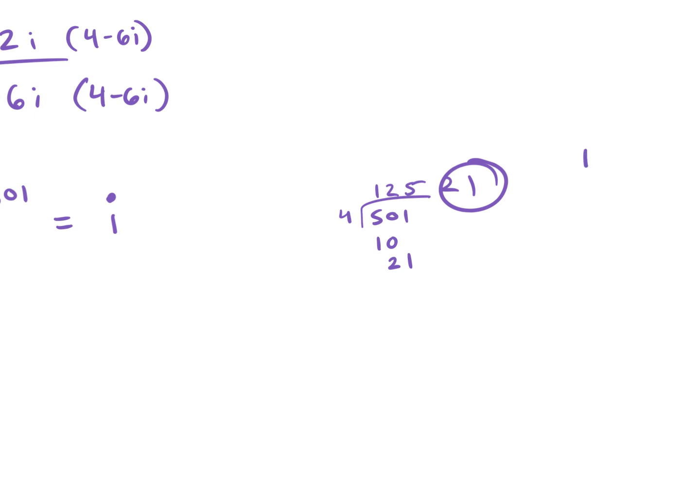Just as a reminder, if I had i to the power of 0, so if our remainder was 0, if it divides in evenly, this would simplify to 1. If I had i to the first power, if our remainder is 1, this would be i. If I had i to the second power, this is -1, and i to the third power would be negative i. So if your remainder is 0, your answer is 1. If your remainder is 1, your answer is i. If your remainder is 2, your answer is -1. If your remainder is 3, your answer is negative i.